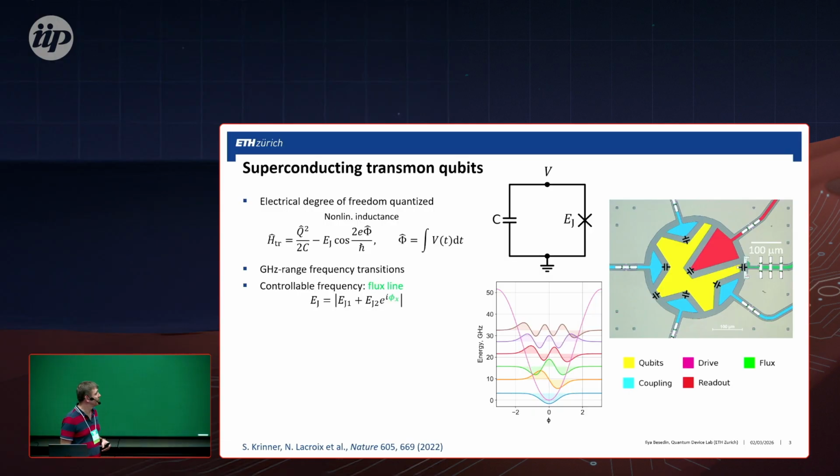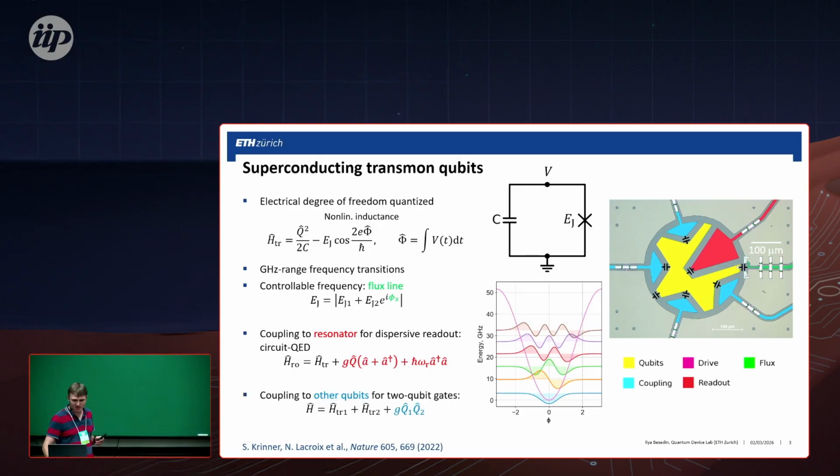For example, there's a flux control line which changes the effective inductance of this Josephson junction according to this law. So you change this phi x, and then you get a different EJ. You have a resonator for readout using circuit quantum electrodynamics, which I won't talk about, but it does readout, so you can measure the state of your qubit. And then you have these blue wires connecting to other qubits like this for qubit-qubit coupling through mutual capacitance.